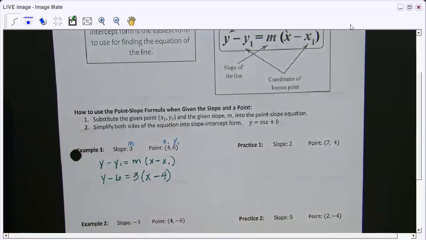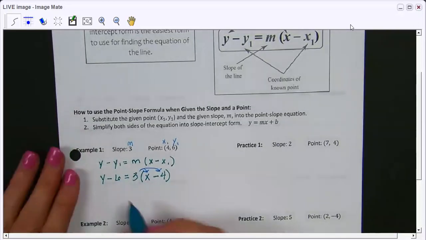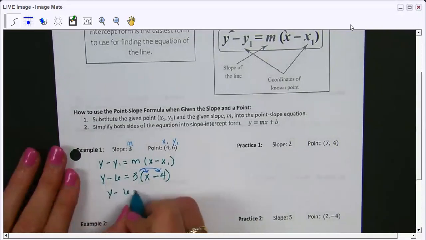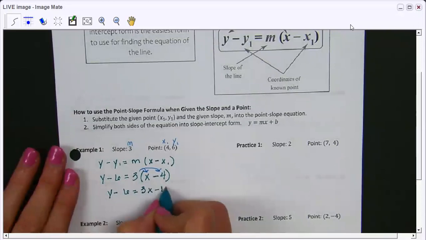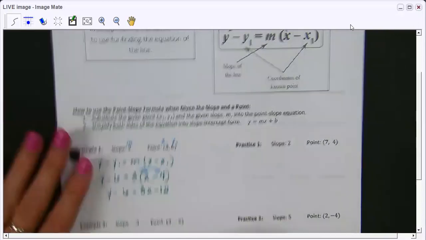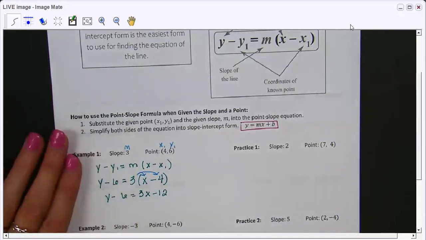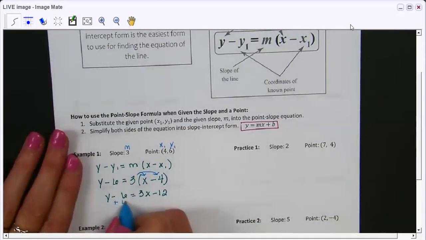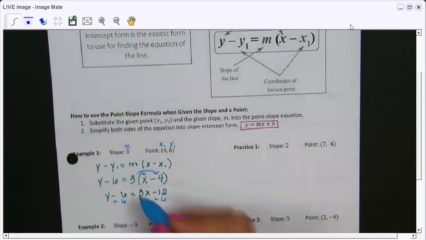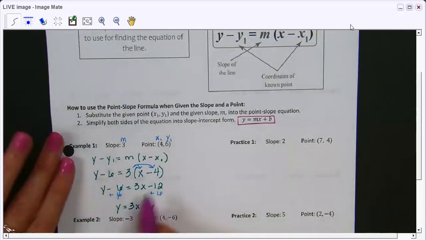Okay. And then we're just going to solve it. So we distribute our 3 to both terms here, and we end up with y minus 6 equals 3x minus 12. And your goal is to get it in that slope-intercept form, which is up here, and we probably should have memorized at this time. And so then the last thing we will do is we will add 6 to both sides, and we end up with y equals 3x minus 6. And now we have this in slope-intercept form.